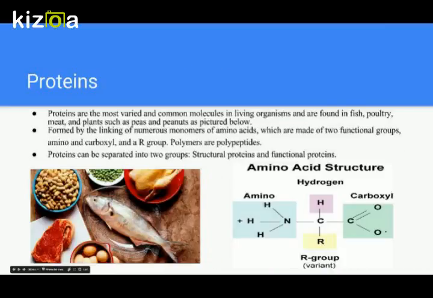Proteins are the most varied and common molecules in living organisms and are formed from various combinations of many amino acids, the monomers of polypeptide polymers. Each of these amino acids is chemically similar to the others. The amino acids found in proteins all contain 2 functional groups, the amino group and the carboxyl group, and an R group. Lastly, they can be separated into 2 groups, structural and functional.